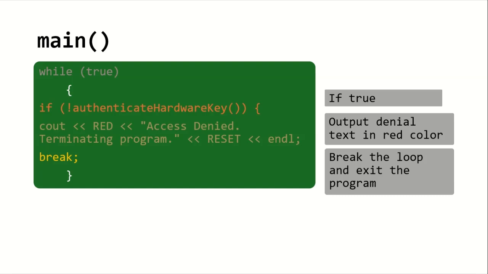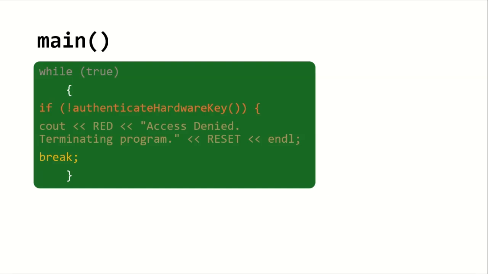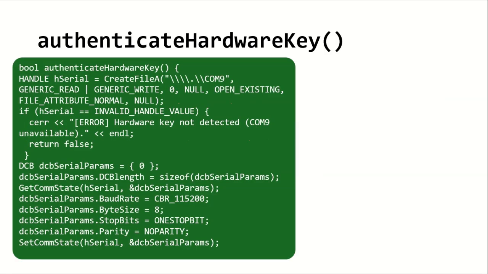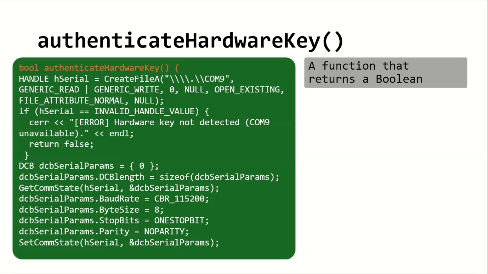We are not letting the user use this program. But if it is false, we run the code further and move to the next. So the thing is, now we have to see what's happening in the authenticate hardware key. This is a quite complex piece of code. We know we have a function that returns a boolean.